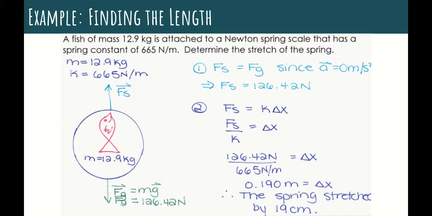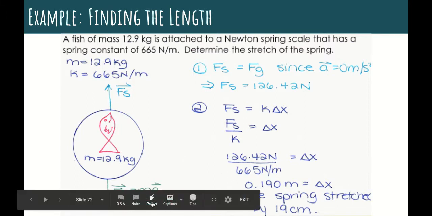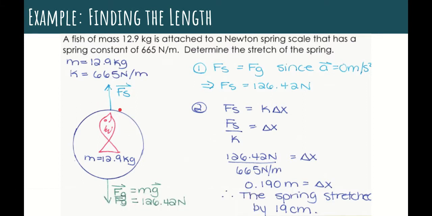So if we look on the left-hand side here, we have our free body diagram, and again, free body diagrams are required of these. So we have the circle representing the fish. We know the mass of the fish is 12.9. The first thing we want to do is get the basics out of the way. So we need to figure out what the force of gravity is on the fish.